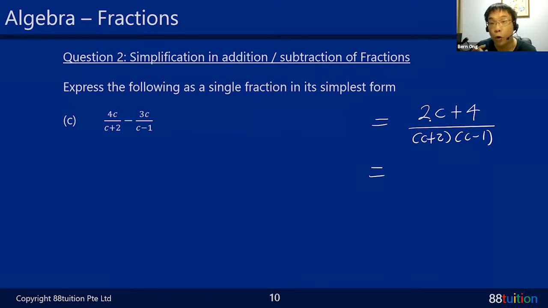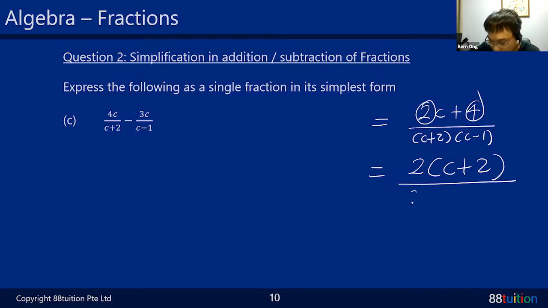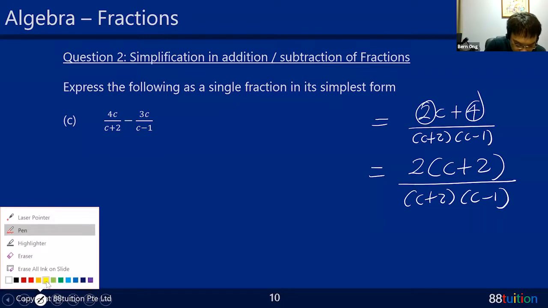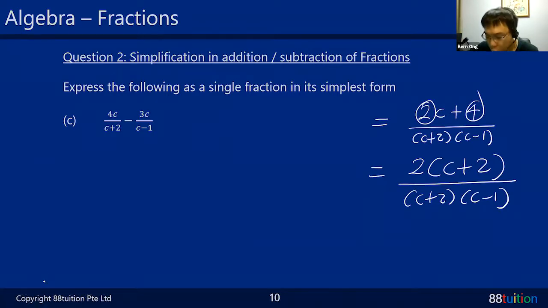You have to use your own initiative, 2 and 4. You need to factorize out the 2 to give you what? C plus 2, correct or not? This is called taking out the common term. 2 and 4, you take out the common 2, you will get 2 times c plus 2, and the denominator is c plus 2 and c minus 1. At this moment, what must you do? Do you know that in between terms is a multiplication? And c plus 2 and c plus 2 are the same. That's why you can cancel. That's why the answer is 2 over c minus 1. Can you see or not?